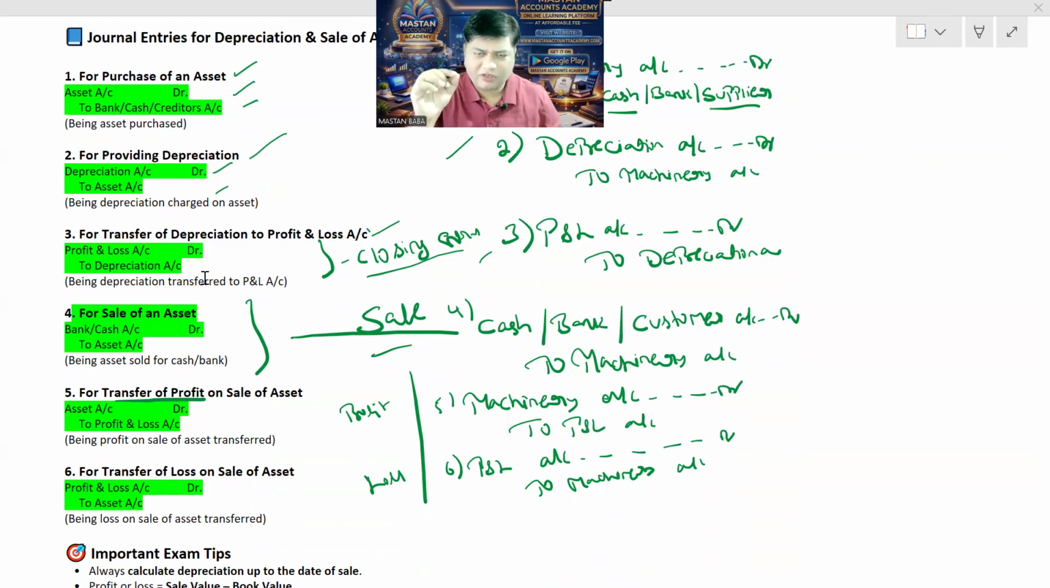And students, as already told, the second entry and third entry will be repeated. How many years will they be repeated? For as long as we use the asset. For example, if we use it for 3 years, we write 3 into 2, 6 entries. If we use it for 5 years, we write the entries for 5 into 2, 10 entries. Okay. So the second entry and third entry keep repeating. మనం ఎన్ని సంవత్సరాలు ఆ asset ని మన దగ్గర వాడుకుంటామో అన్ని సంవత్సరాలు ఆ సెకండ్ థర్డ్ ఎంట్రీ రిపీట్ అవుతుంటాయి.